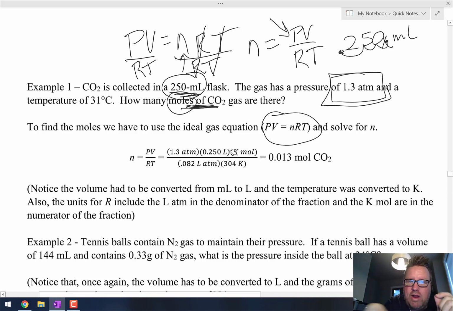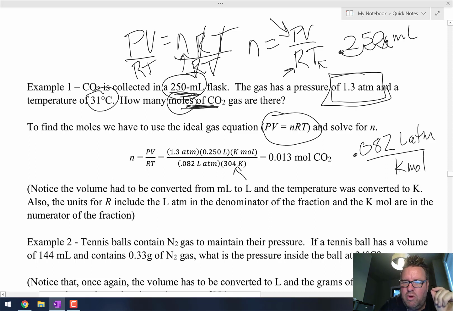Okay, now on the bottom, we've got R and we've got the temperature. So let's talk about the temperature first. 31 degrees Celsius, I have to convert that to Kelvin. Simply add 273, there's my 304 Kelvin. And then the gas constant, remember, is 0.082 liters atmospheres over Kelvin mole. So notice that R is on the bottom, so the 0.082 liters atmospheres all goes on the bottom, and technically the Kelvin mole goes on the bottom of that.